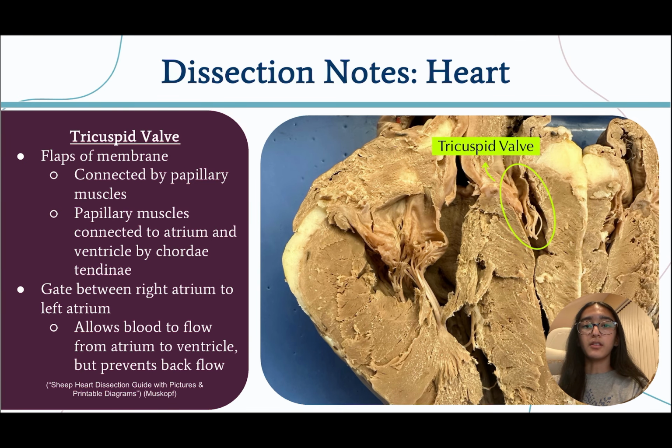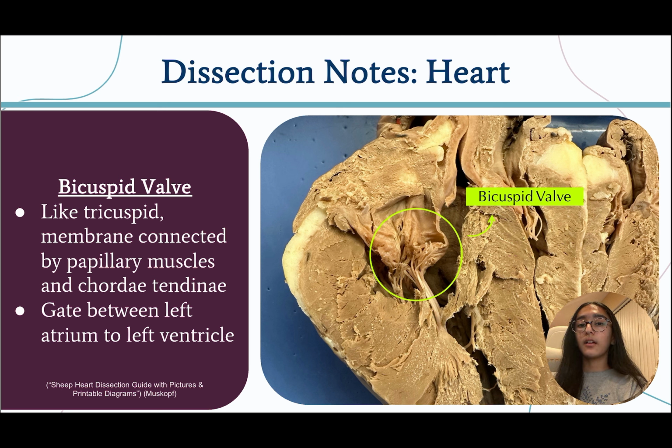So another valve that's part of the heart is the tricuspid valve, and this is flaps of membrane which are connected by papillary muscles. The papillary muscles are also connected to the atrium and the ventricle by chordae tendineae. Basically, this valve is like a gate between the right atrium and the right ventricle. It allows blood flow, but only one way, so it doesn't allow backflow, so that oxygenated blood would not leave through the heart in the wrong way.